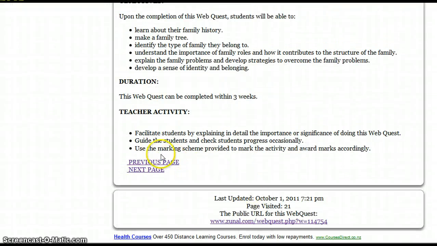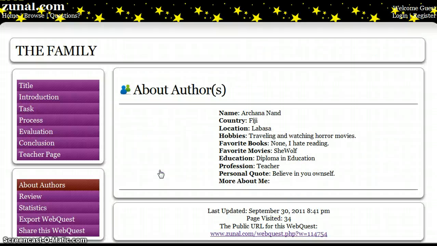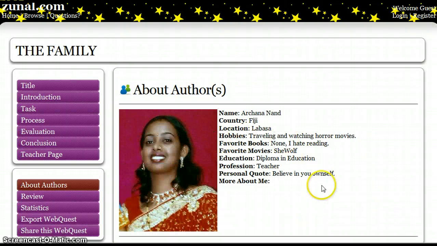For the teachers' activity, teachers have to facilitate students by explaining in detail the importance or significance of doing this Webquest, guide the students and check students' progress occasionally, and use the marking scheme provided in the evaluation page to mark the activity and award marks accordingly. And then the last page for this Webquest is the authors page where the profile about me is given.